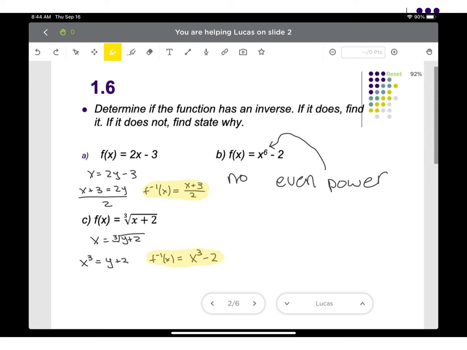B does not have an inverse, or it's not 1-to-1 because it has an even power on the x. And C would be f -1 of x equals x to the third minus 2. Questions on those? Right. That's why it can't be done. Oh, I thought it said no even power. Oh, no, comma, the reason is even power. That's my assumption. Is that what you meant, Lucas? Yeah, I would have given it to you.